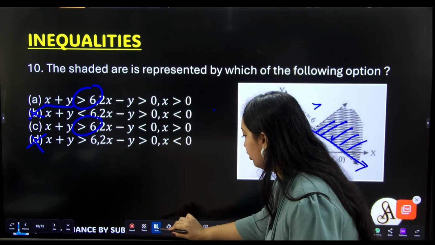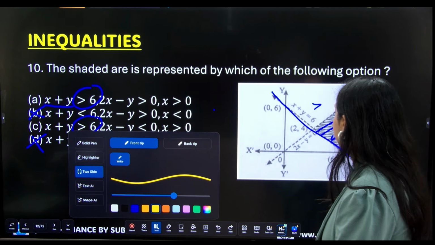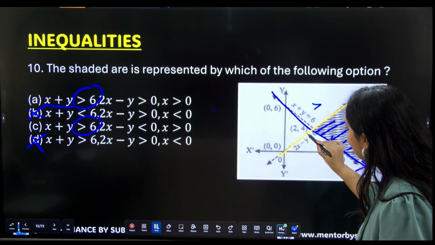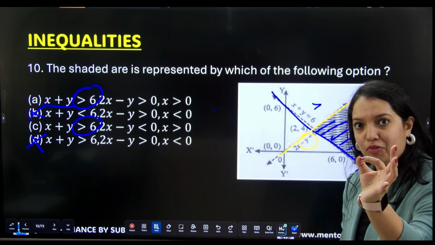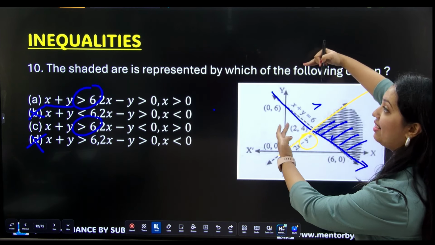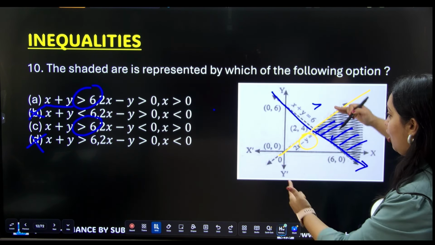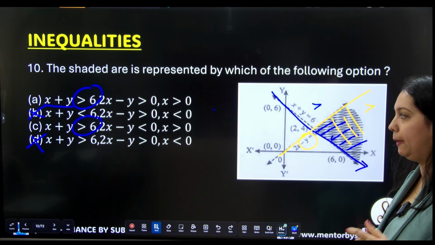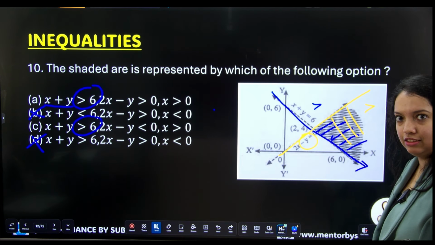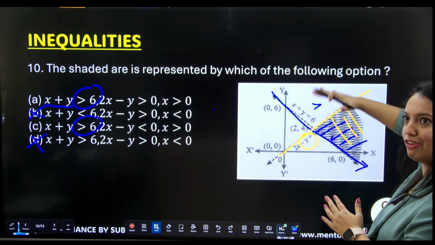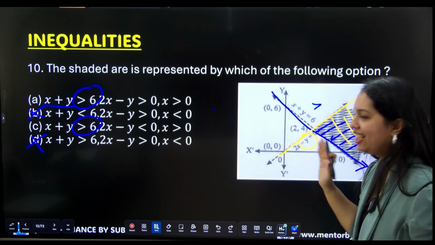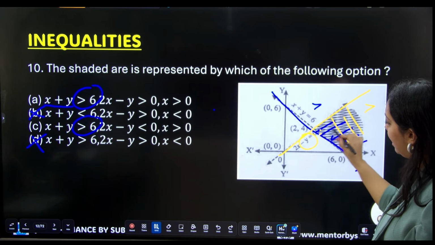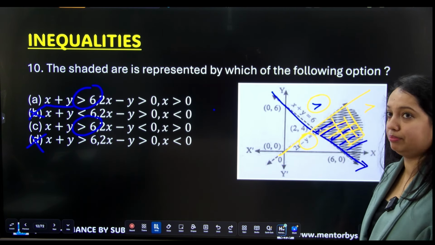Next, I am changing the pen color to yellow. Check this out. This has negativity for y. Whenever y is negative, the region will have less than, the lower region shaded will have greater than. I'm repeating. Whenever the line is positive like this, going away from 0, it is greater than. Towards 0, less than. Because the shading is away from 0, I took the greater than symbol.